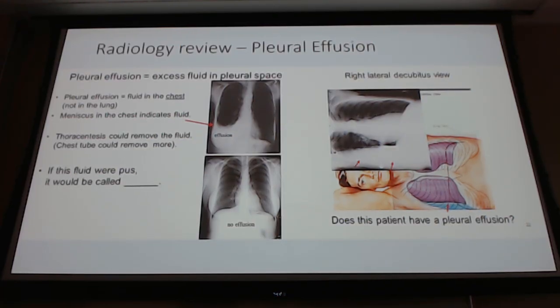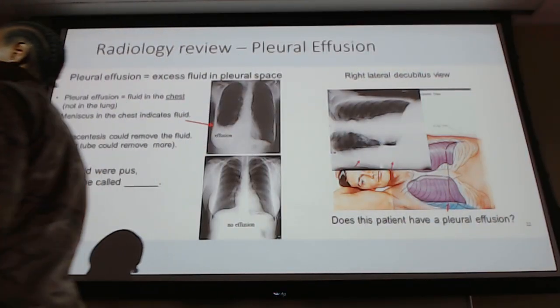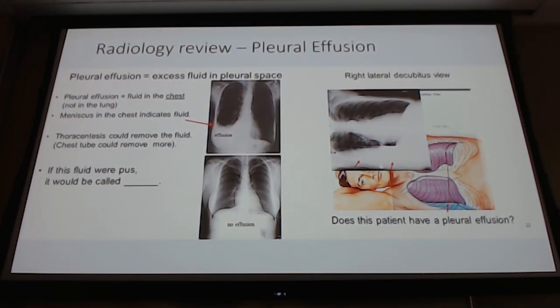And don't forget that, just like with everything else, like with the fluid and air in the stomach or in the belly and the intestines, it is still gravity dependent. So if you lay down, that fluid is going to follow gravity. Instead of it being a meniscus sign on the bottom, it's going to actually shadow more of the lung on the side that you have more fluid.